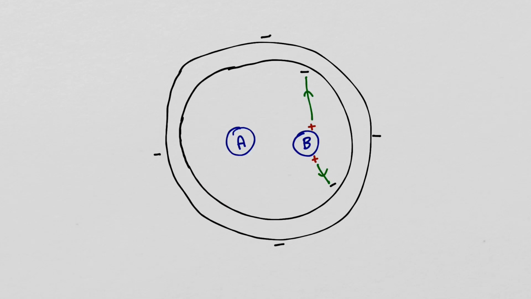And nothing has changed on the outer wall of our hollow sphere. It still retains minus 4 coulombs, because what was going on inside here is completely isolated electrically from the outer wall of this hollow sphere.